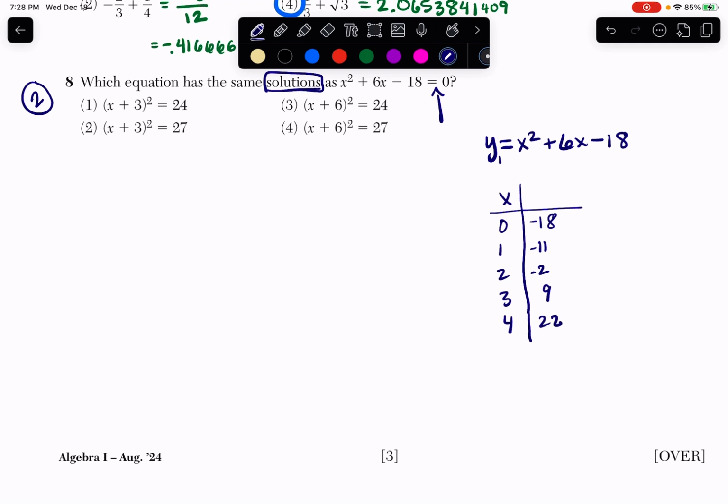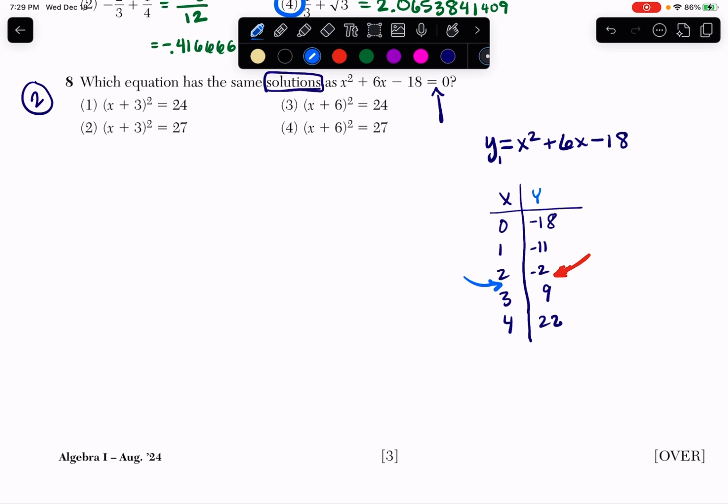So here's the part of my table where it seems like it gets really close to 0, near 2, right? 9 is far from 0, negative 11 is far from 0. So somewhere in here, a little above 2, this equation is hitting 0. I don't know how to figure out the exact value. Maybe we're going to learn that later in the year. But I know that the 0 is going to happen somewhere between 2 and 3.